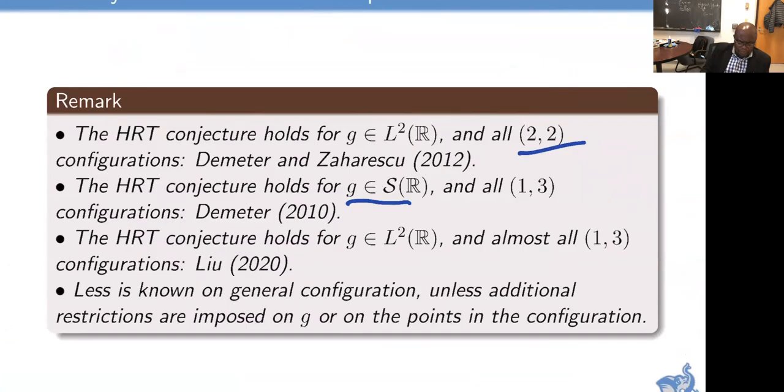And Liu, early this year or late last year, proved that if you pick your function in L2, then for almost all 1-3 configurations, and almost here is in the sense of Lebesgue measure, the HRT conjecture is true. So I can remove the condition that the function is very smooth by replacing it.